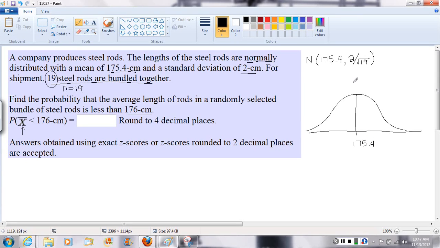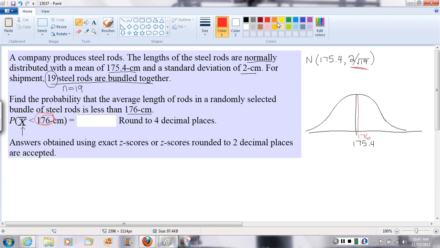And now let's look at the value of interest. The value of interest here is 176, so just a hair above that mean, right? It's just a tiny bit above it, 176. And we want to know what's the probability that my sample mean will be above that. And let's actually think, I drew this really close, but if we look at the standard deviation here, 2 divided by the square root of 19, that value is 0.45.